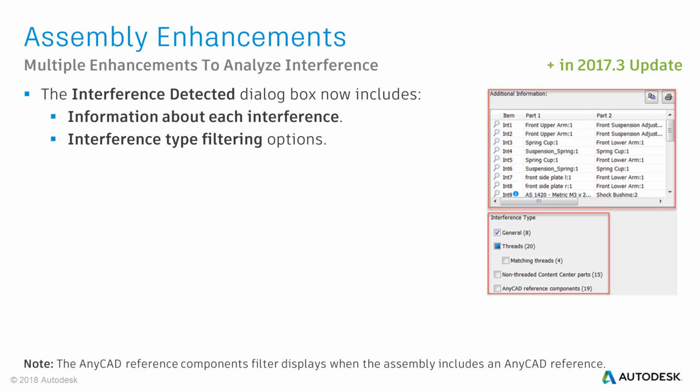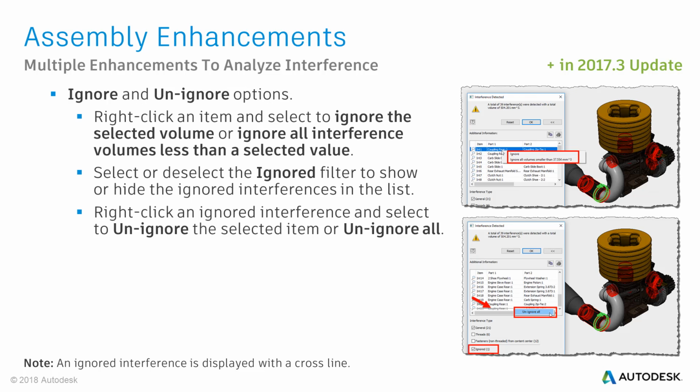There is an additional column, Type, to identify, for example, general, threaded, and content center parts. You even get information about mismatched threads now. Additionally, you have interference type filtering options. The filters allow you to display only general, threads, non-threaded content center parts, and any CAD reference components. You can even filter out interfering components you aren't interested in.